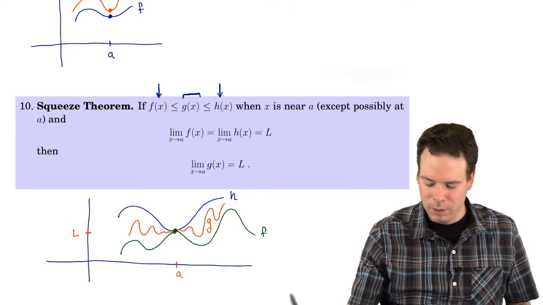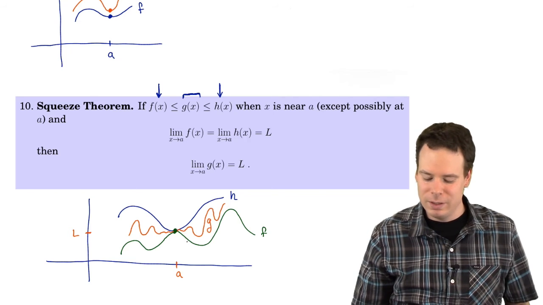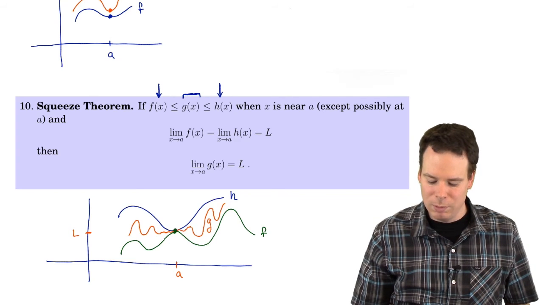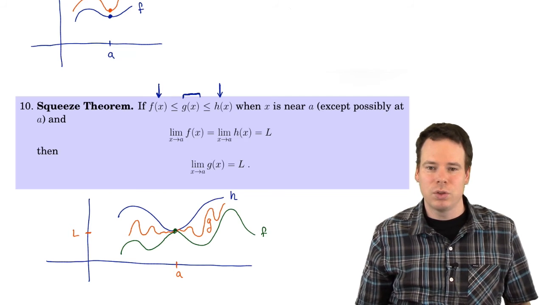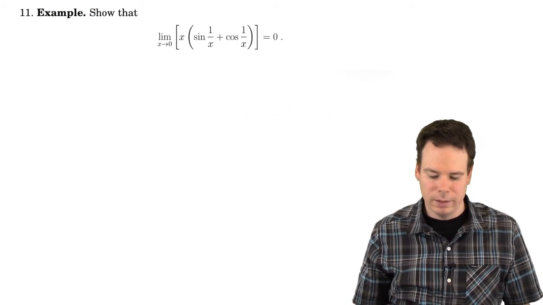This is the squeeze theorem. So in some sense, g has to be squeezed between f and h. F and h are going to the same place, and if g is trapped between them, squeezed between them, it must also get squeezed through that same place as well. Let's look at an example of this.